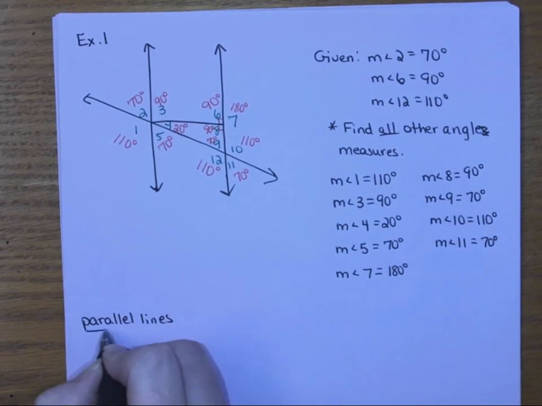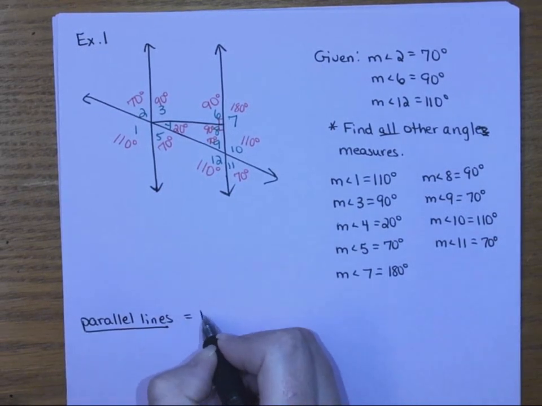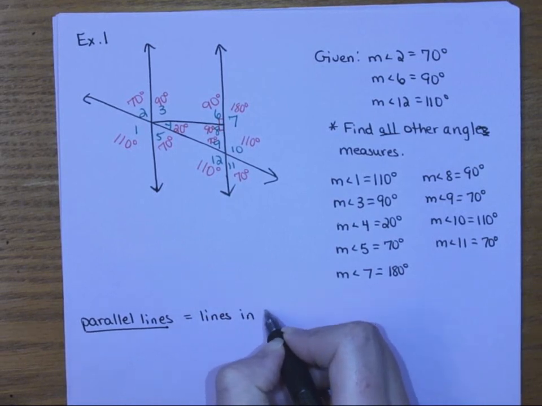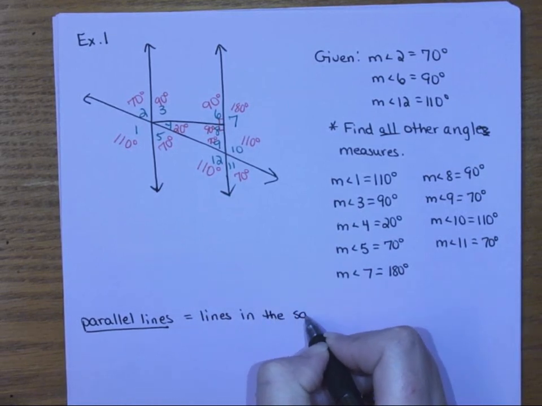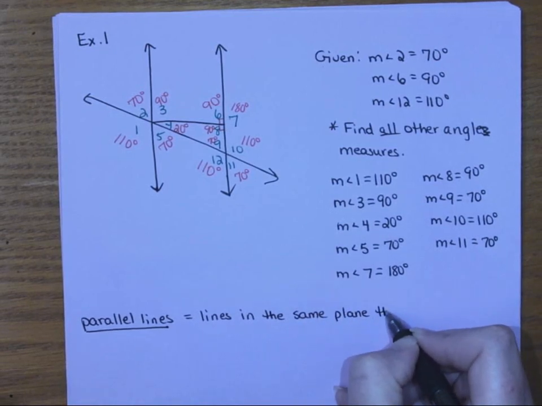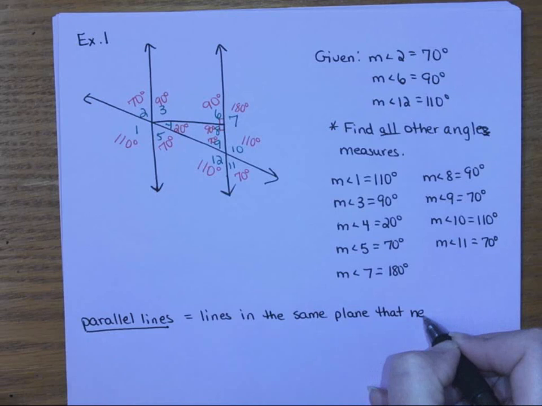Let's go for some more definitions. Parallel lines, I think we all kind of know what those are already, but they are lines in the same plane that never intersect. So this was in your geometry glossary, I'm pretty sure.